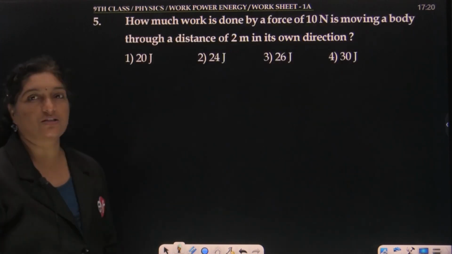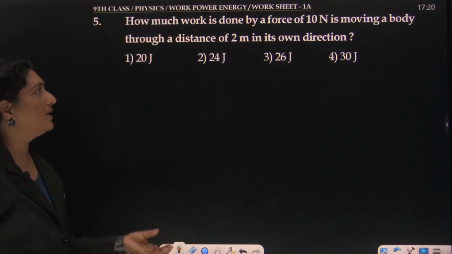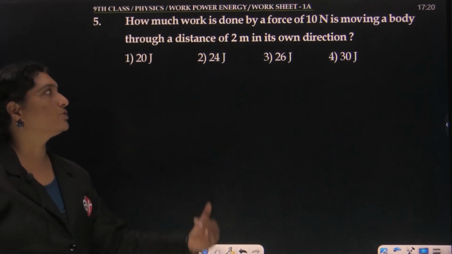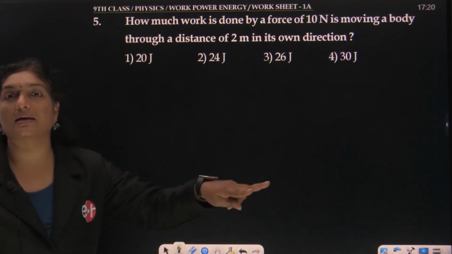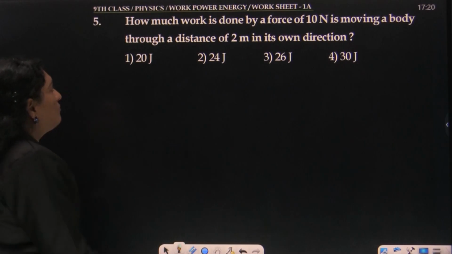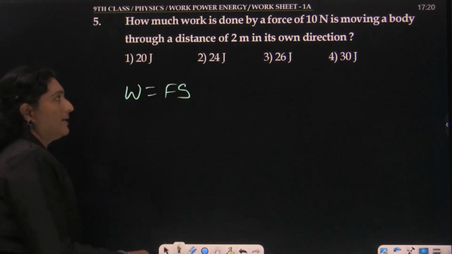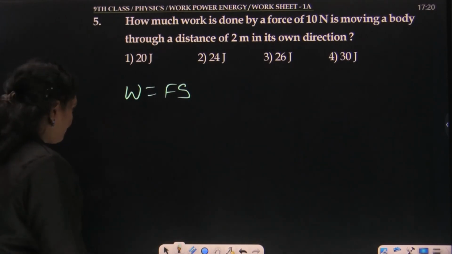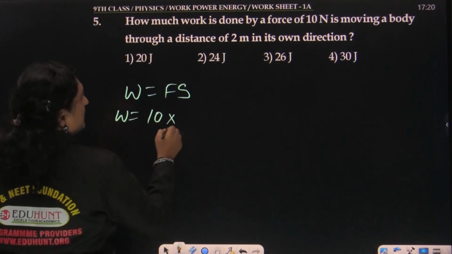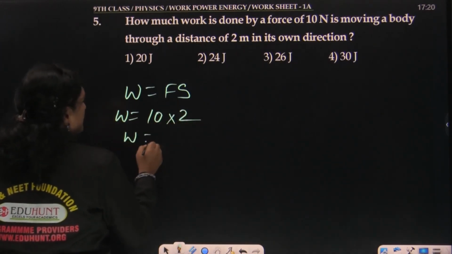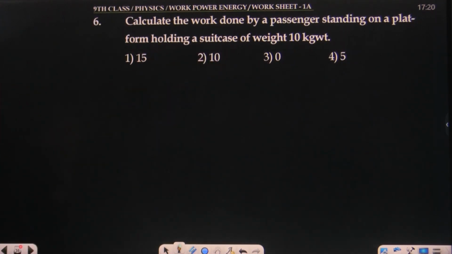Moving ahead with the fifth question: how much work is done by a force of 10 Newton in moving a body through a distance of 2 meters in its own direction? That means displacement is in the same direction as the force applied. So work done is equal to F multiplied by S. Same direction means the angle is 0. So work done is equal to force 10 Newton times displacement 2 meters. So work done is 20 joules. So the first option is true.